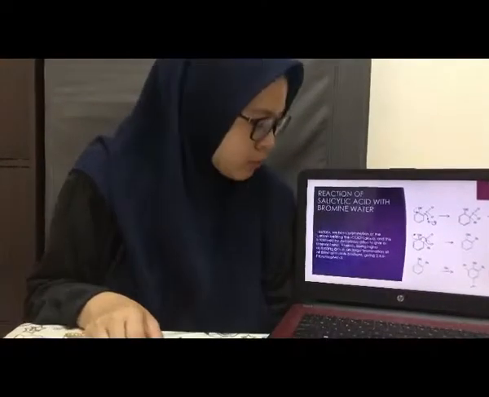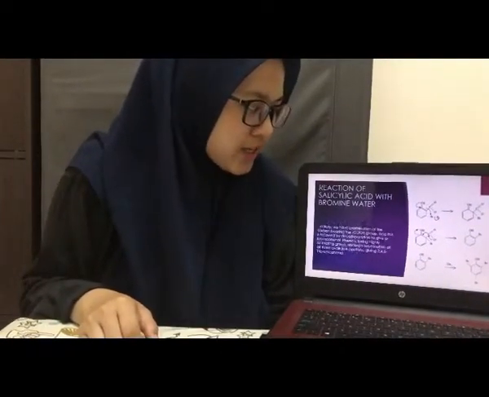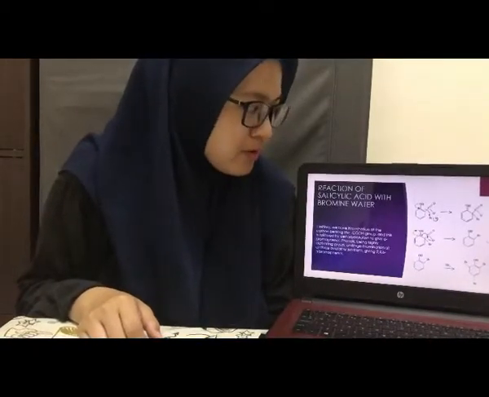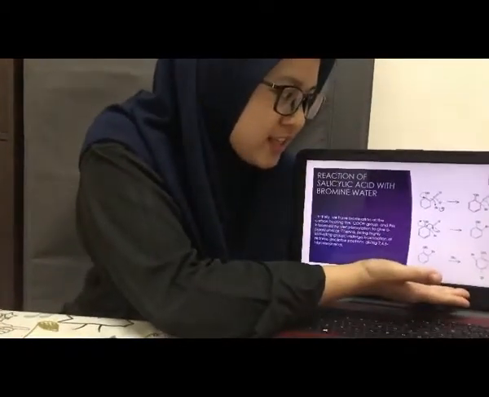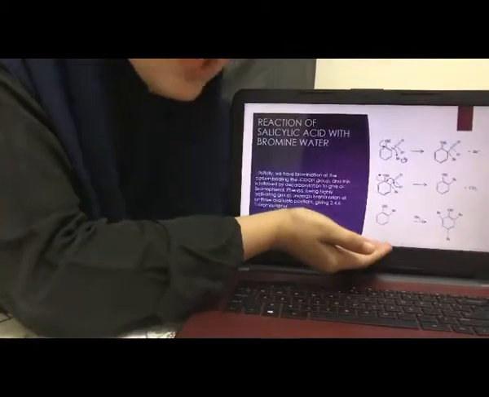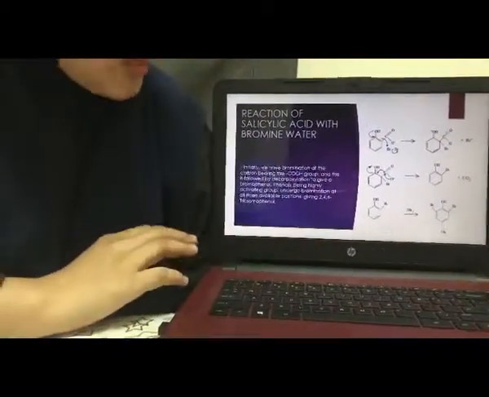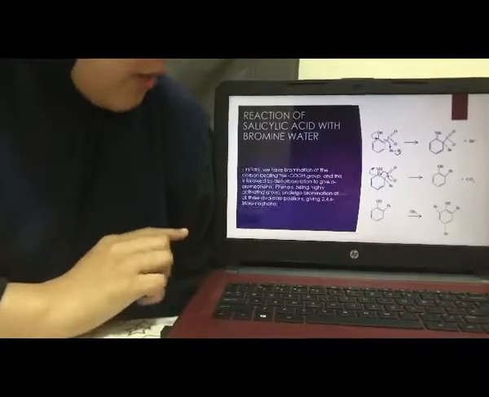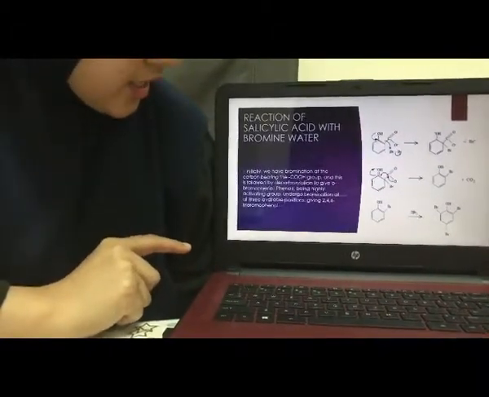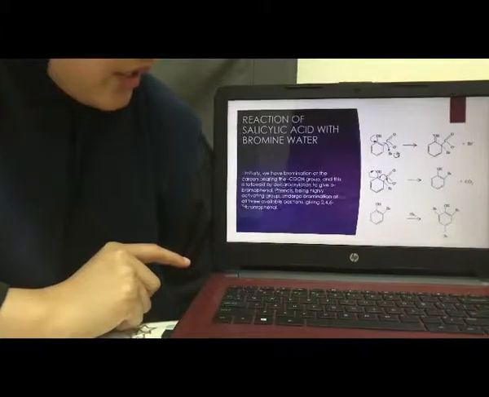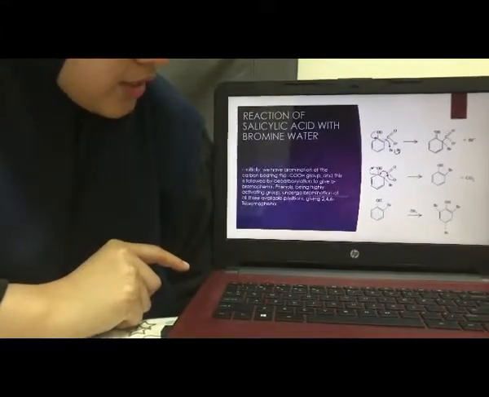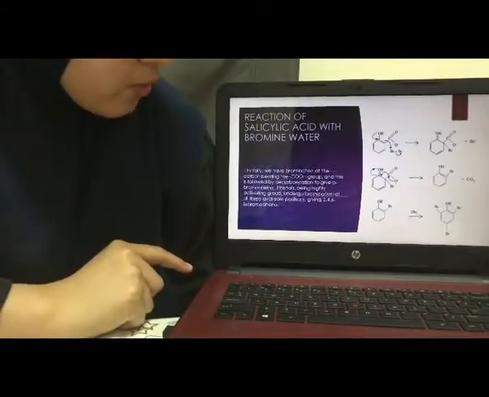Okay, so we move to reaction of salicylic acid with bromine water. As you can see here, this is the mechanism of the reaction of salicylic acid with bromine water. Basically, initially we have bromination at the carbon bearing the COOH group, and this is followed by decarboxylation to give o-bromophenol.